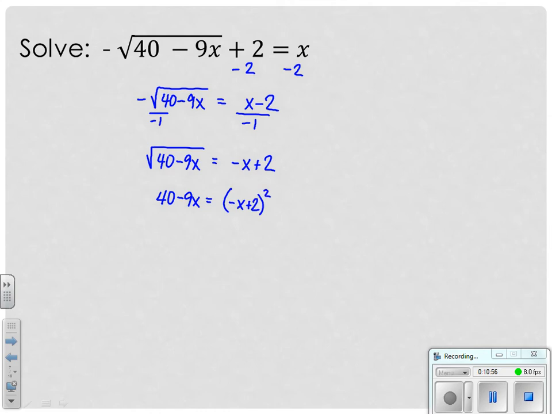squaring a binomial means that you're going to have to FOIL. So off to the side here, I'm going to do that little bit of work. I have a negative x plus 2 times another negative x plus 2. So negative x times negative x is x squared. Then I have a negative 2x and another negative 2x for my inside-outside. And 2 times 2 is 4. Simplifying. So when I square the right-hand side, I get that expression. So let's put it in place.